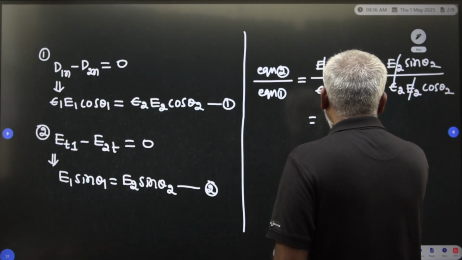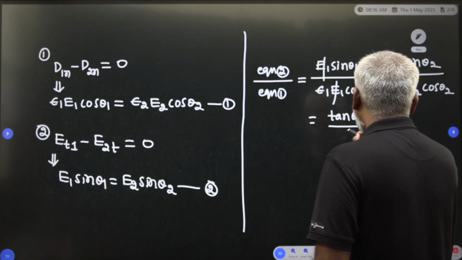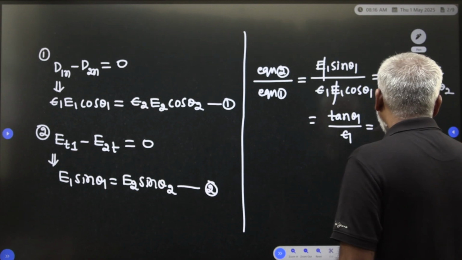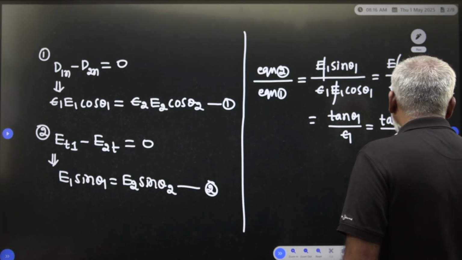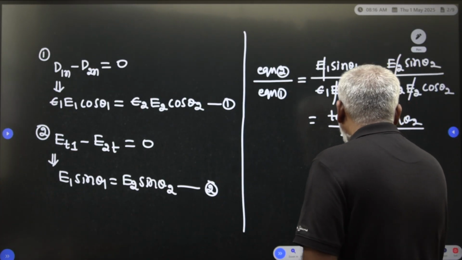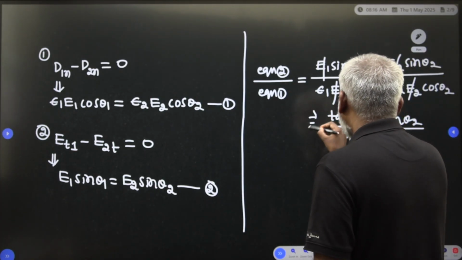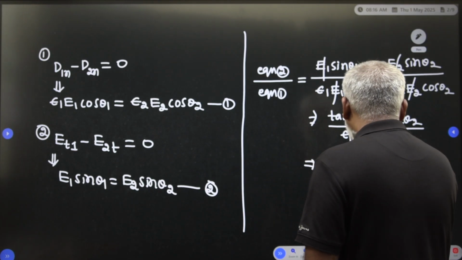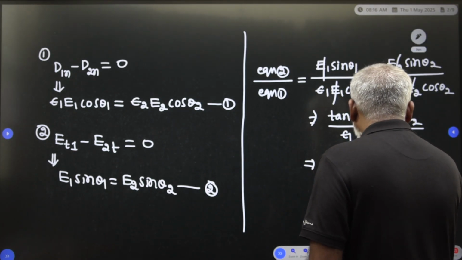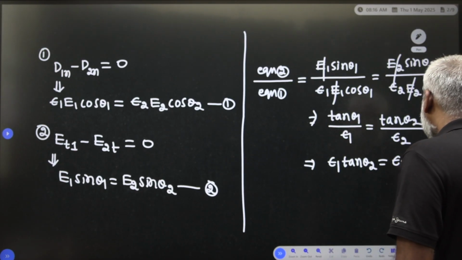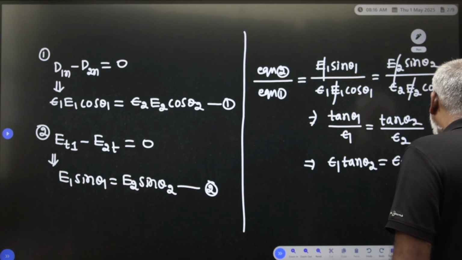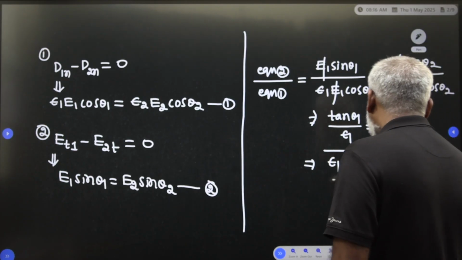So tan theta 1 divided by epsilon 1 is equal to tan theta 2 divided by epsilon 2. So therefore we have to write epsilon 1 tan theta 2 is equal to epsilon 2 into tan theta 1. So this condition is satisfied.